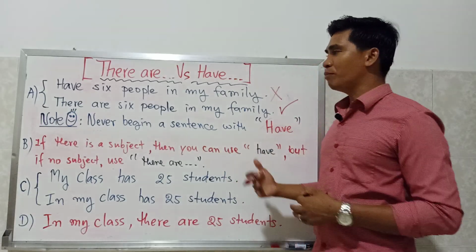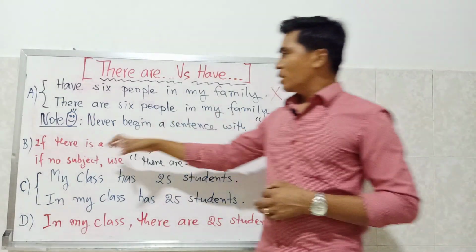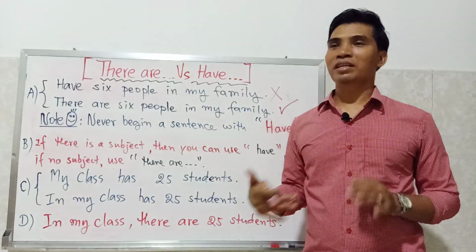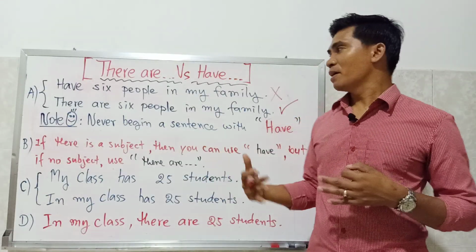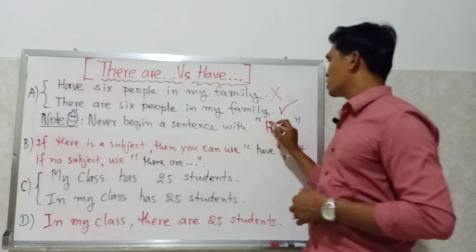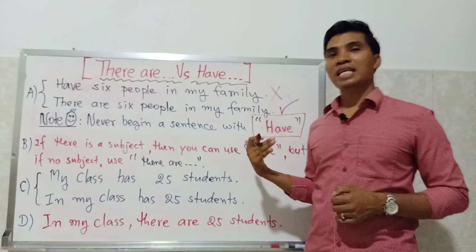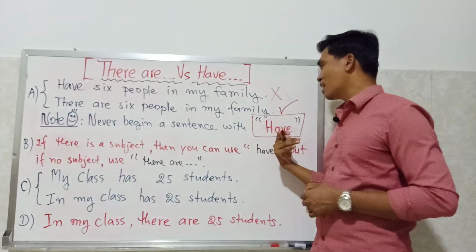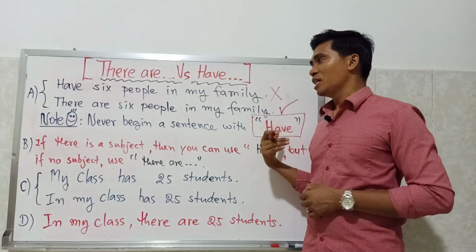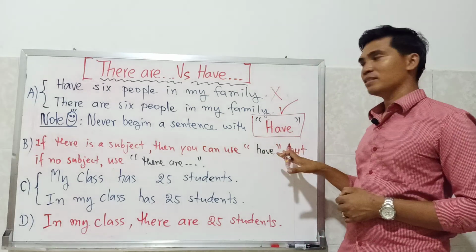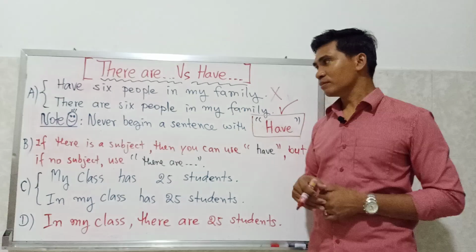B, but I don't mean "having," because with "having" we have a gerund phrase. In this case, we just start with "have." Never begin a sentence with "have." When you begin a sentence with "have," that is wrong English.